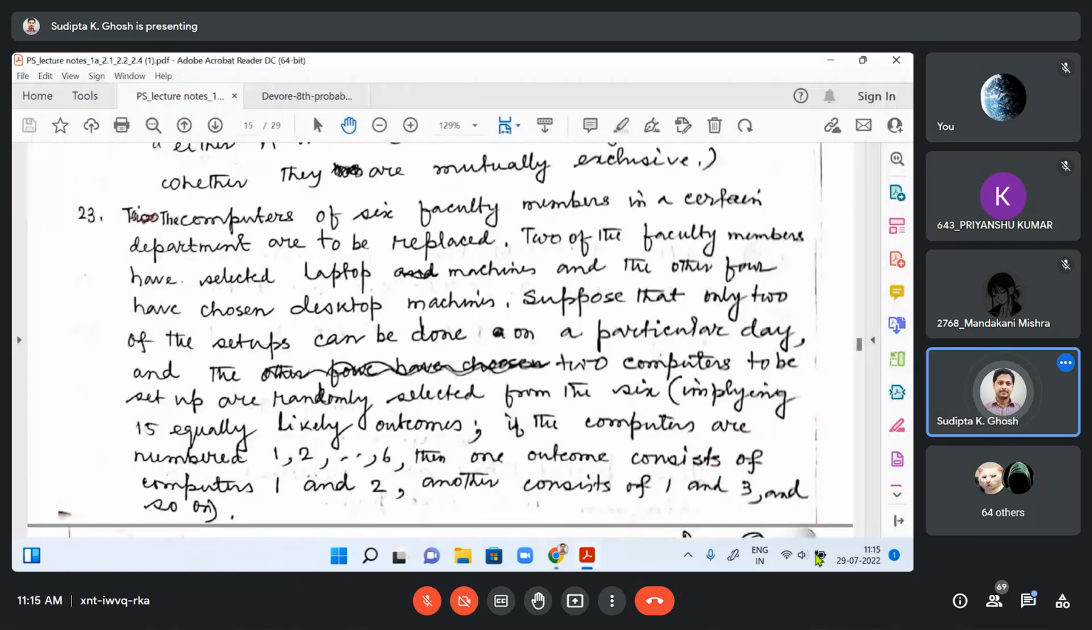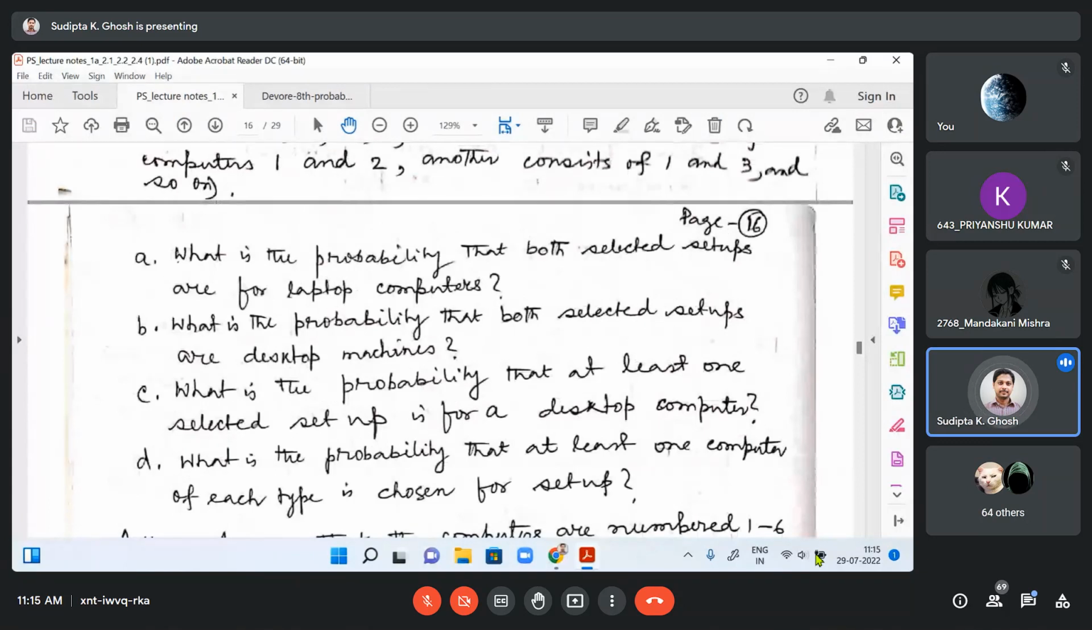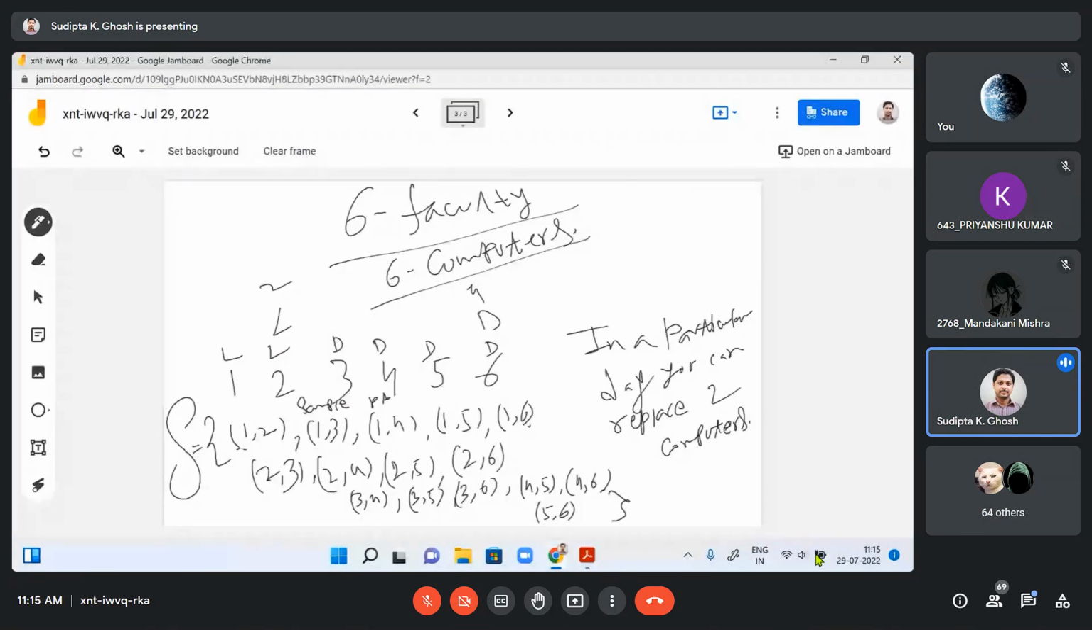Now the question comes: what is the probability that both selected setups are from laptop computers? Suppose A is the event. Which type of points can be there? So 1 and 2, only 1 and 2. So what is the probability of A? So 1 by 15.